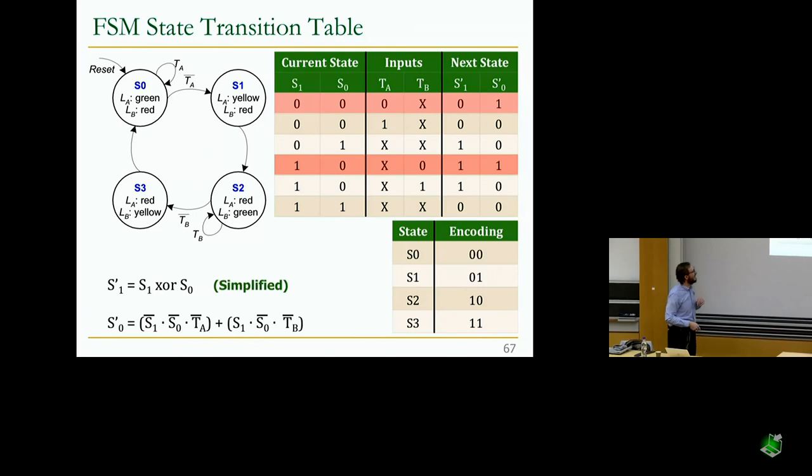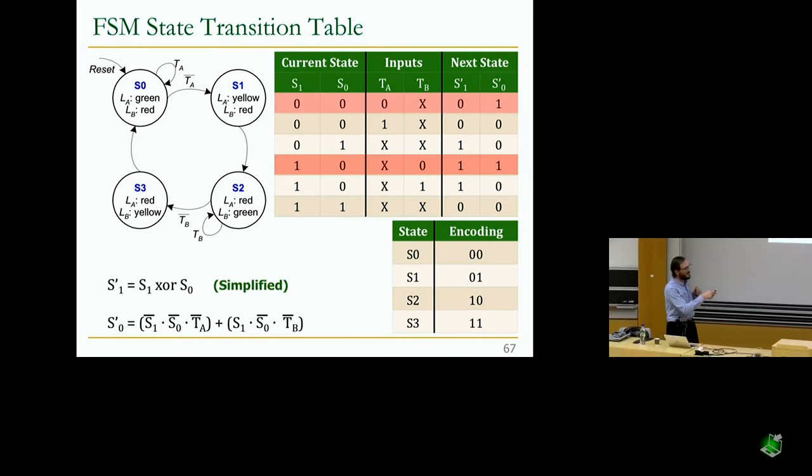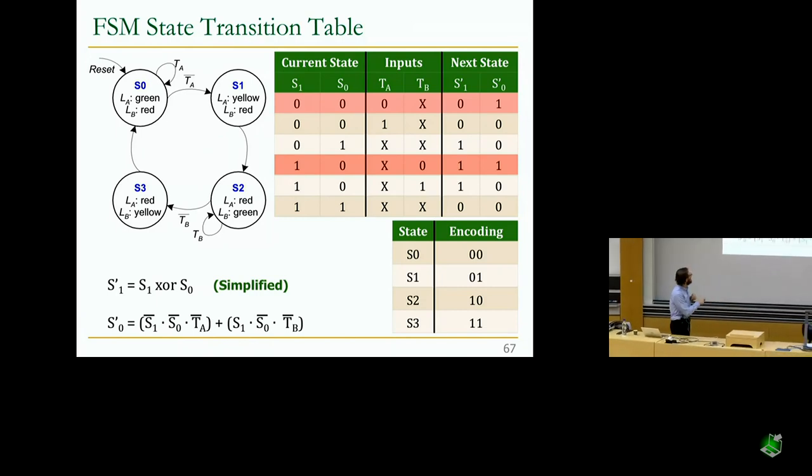It's essentially an S1 XOR S0. You could have gotten to it through K-maps, right? You could express this through a Karnaugh map, and then you could get this.